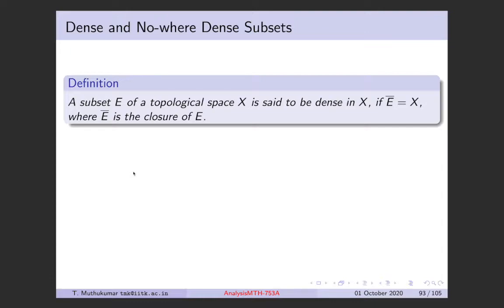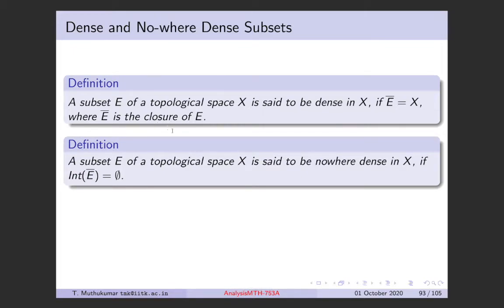If you are given a topological space X and if E is a subset of X, you say E is dense in X if the closure of E is the entire X. And closure of E means the set of all its accumulation and limit points. Now you say a subset E of the topological space X is nowhere dense in X if the interior of E closure is empty.